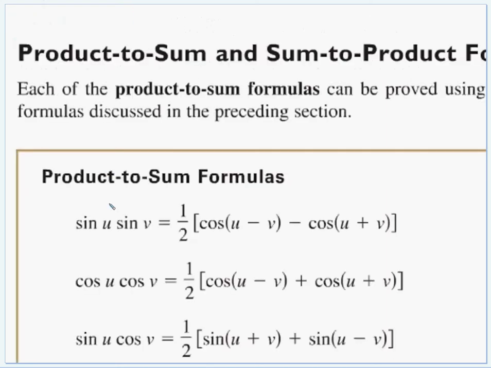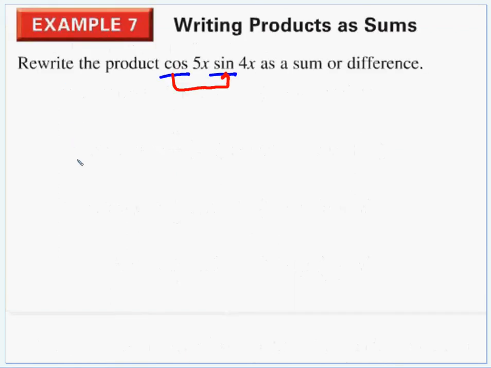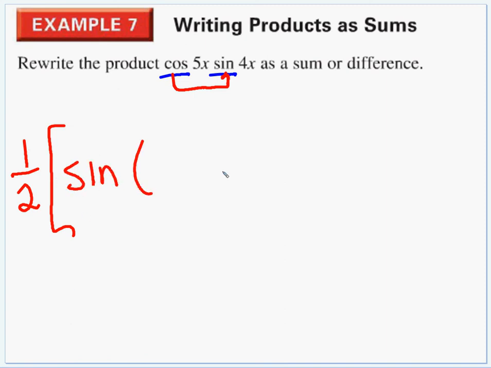If I go back here, cos times sine. So I'm going to copy this formula, leaving blanks where the u's and the v's are. So this is half sine of the sum minus sine of the difference. So if I go back here, this is going to be 1/2. I've got a bracket. We're going to do the sine of the sum minus the sine of the difference.